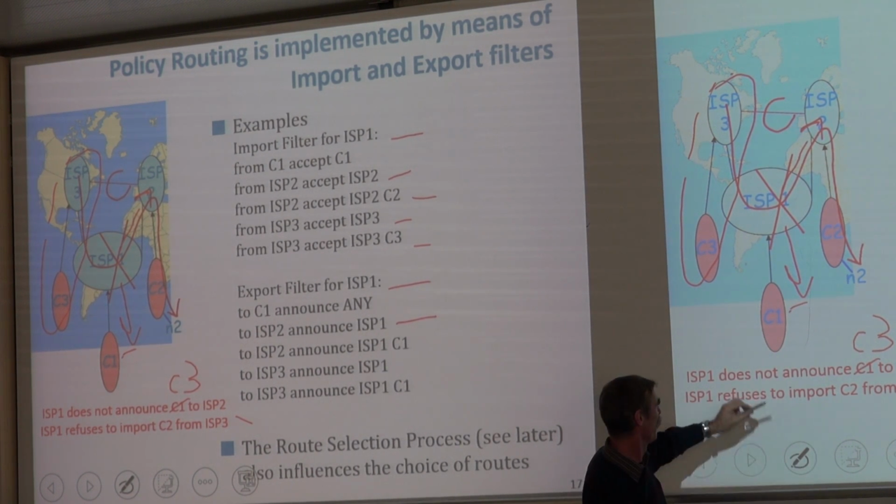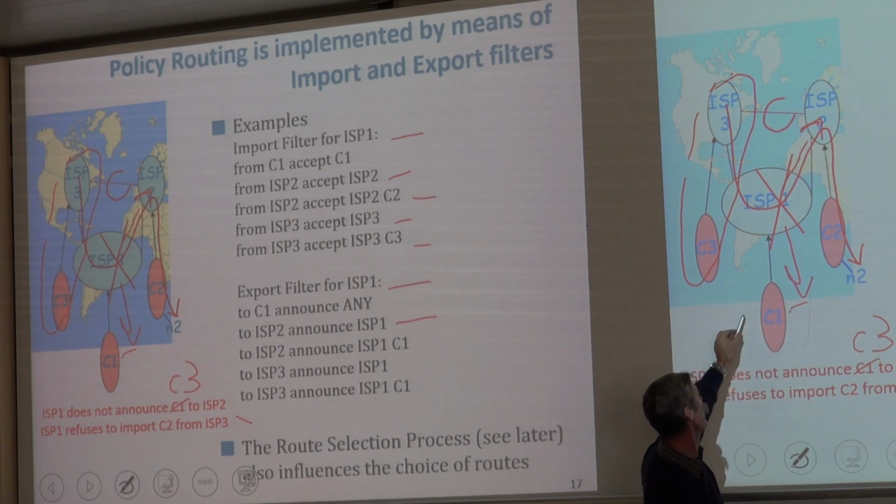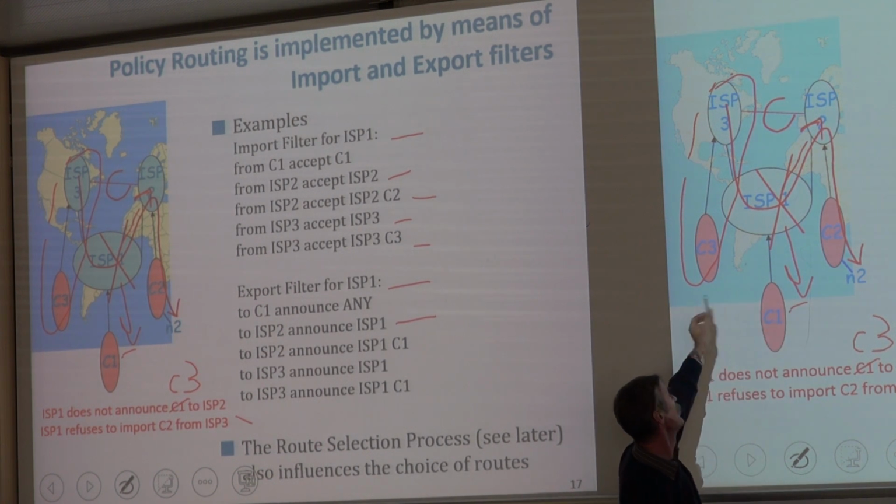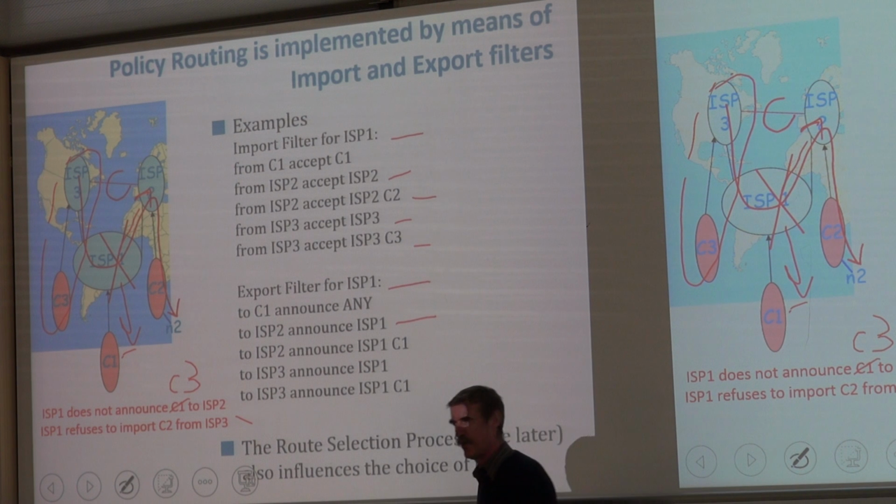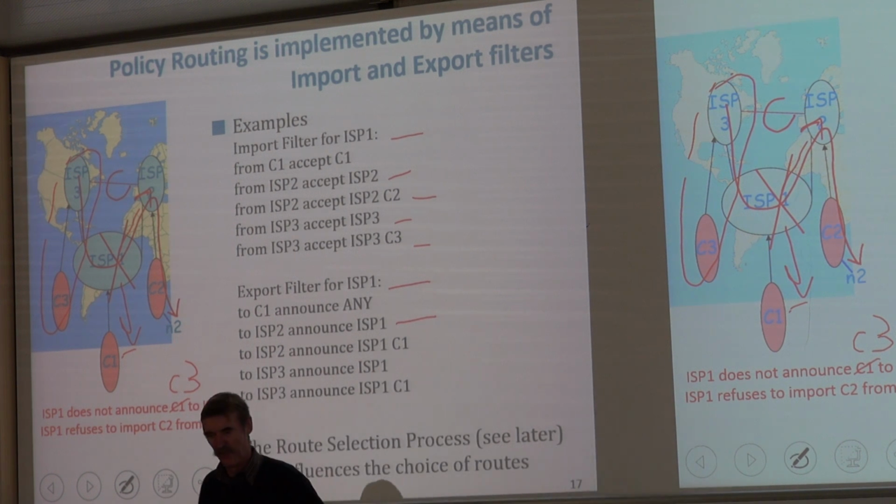Thank you. So bug fix, this is C3. C1 will not repeat to ISP2 the thing it has learned from ISP3. So ISP1 wants to send traffic to C3, but directly to ISP3, not in any different way.